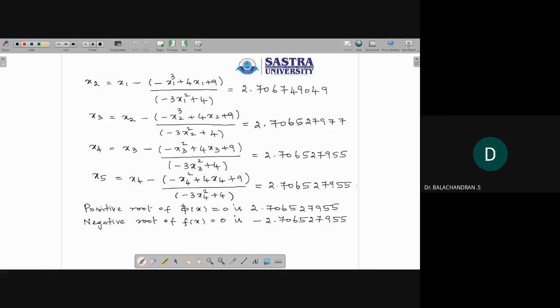So that's why you can stop here. We get the positive root of phi of x equal to 0 as 2.706527955. And hence the negative root of f of x equal to 0 is just the minus sign multiplied, that is minus 2.706527955.